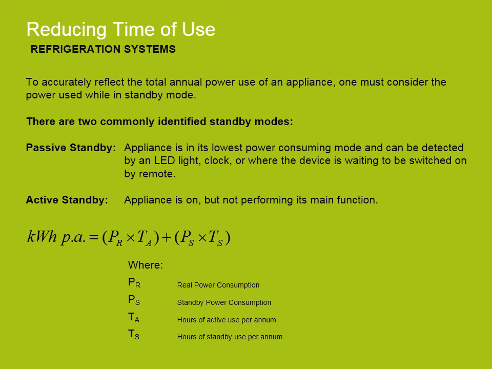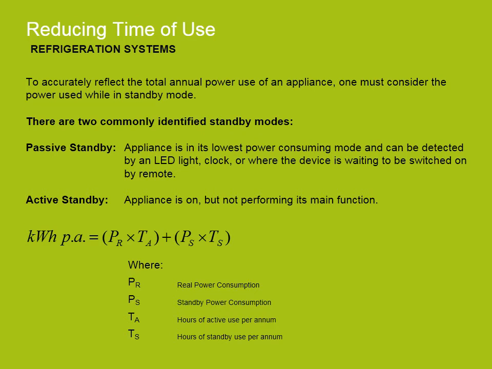To accurately reflect the total annual power use of an appliance, one must also consider the power used while in standby mode. Standby power is energy used by an electrical device while connected to a power source but not in operation. Standby power in households can account for 10% of energy use. This could be more for certain businesses depending on what appliances and other electrical processes they use.